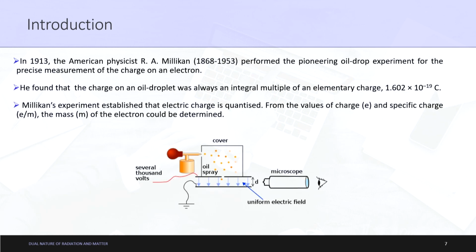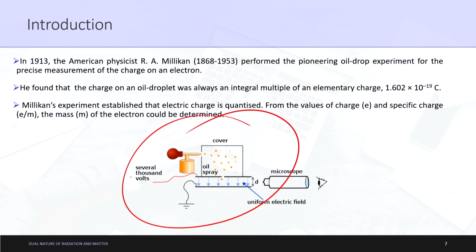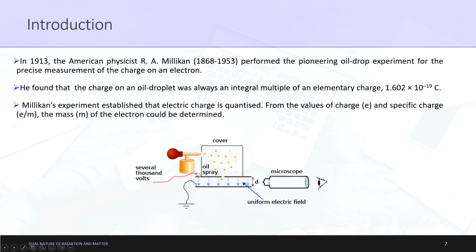Now, there was one more experiment on a similar basis, done by the American physicist R. A. Millikan. In 1913, R. A. Millikan performed the pioneering oil drop experiment, as I already explained, for the precise measurement of the charge of an electron. So, basically for calculating the value of charge precisely, he did the Millikan experiment. He found that the charge on an oil drop was always an integral multiple of an elementary charge, that is 1.602 × 10^-19 coulombs. So, this was calculated.